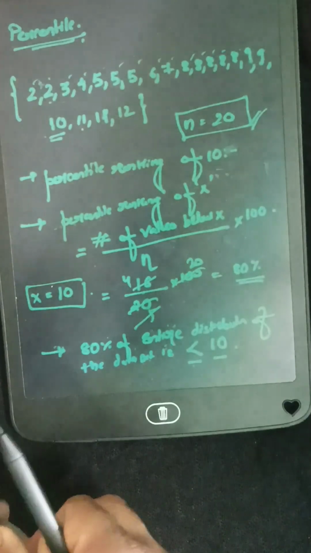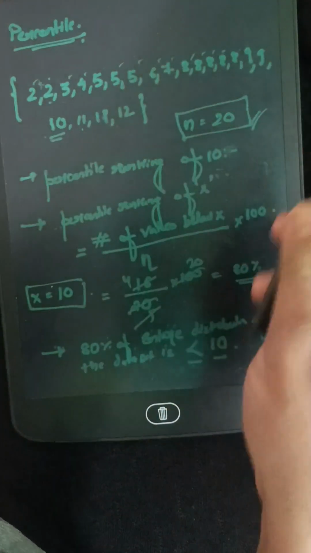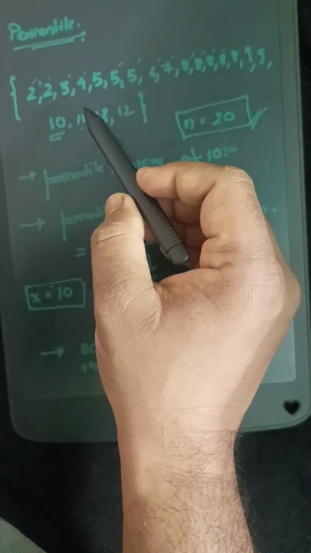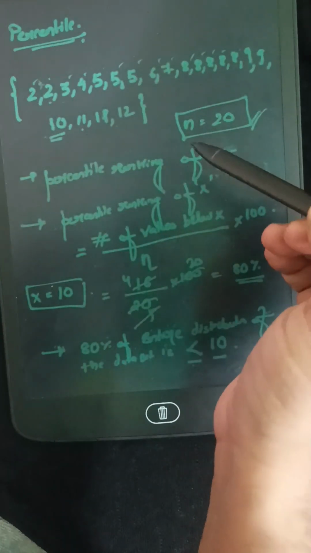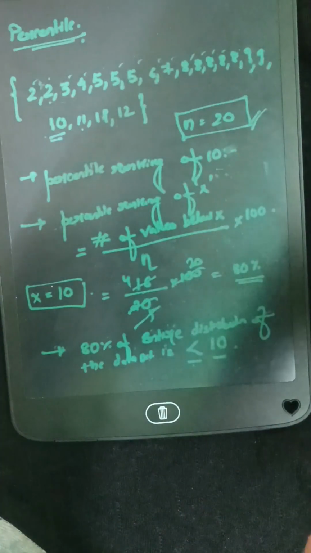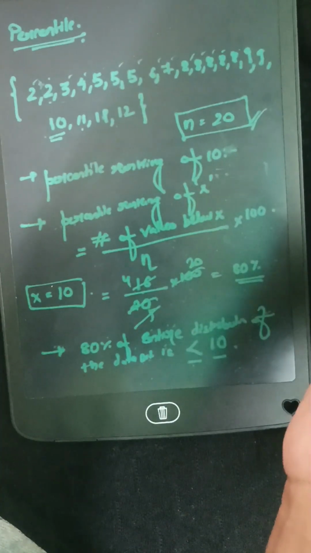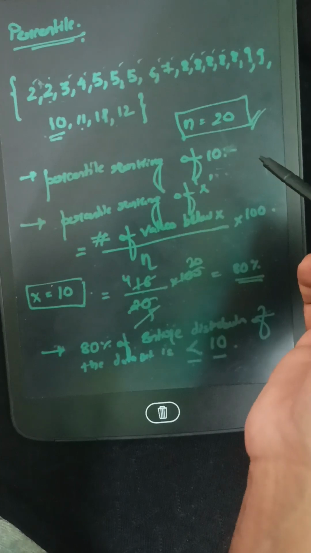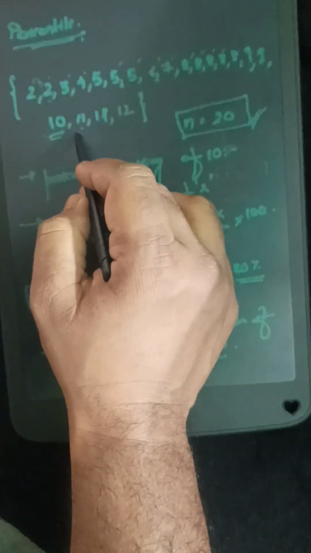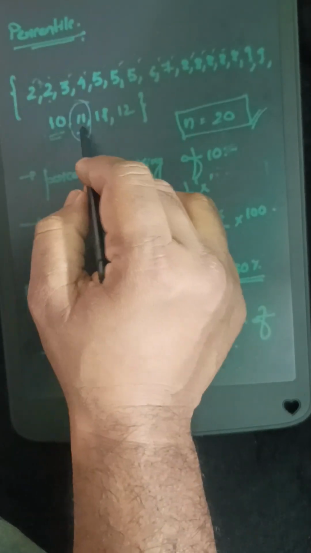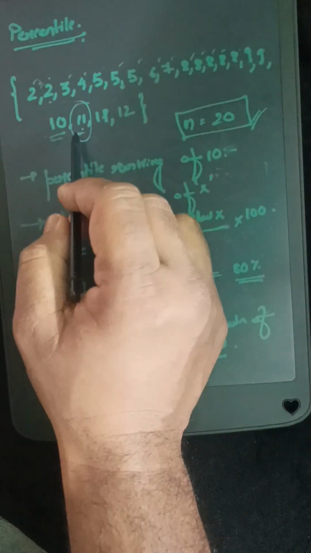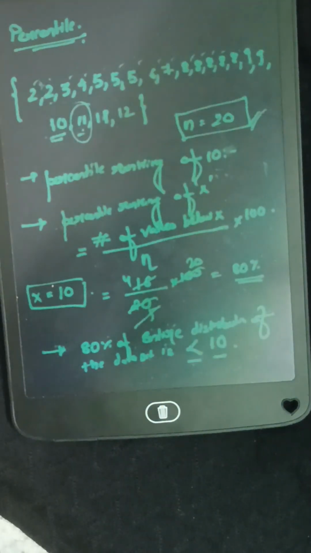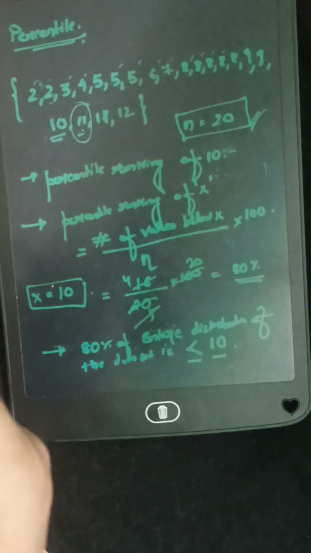Now suppose my x would have been 11, that is, I was to calculate the percentile ranking of 11. Now, which 11 should I consider? I am considering this particular first 11. So if I was to calculate the percentile ranking of 11, what would have been my result? What would have been my percentile ranking?